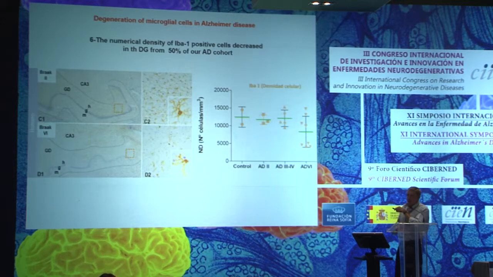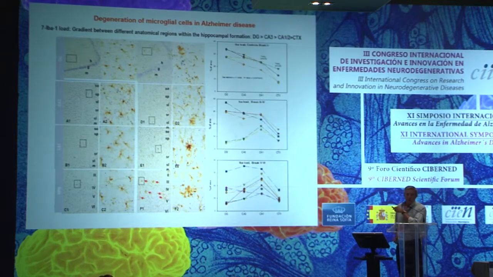To be more quantitative, we quantified the numeric density of the IBA-positive cells in the polymorphic layer of the dentate gyrus, and we did observe a clear decrease in BRAAK 5/6 samples, but just in half of the population. From 8 cases quantified, we observed a decrease in 4 cases with no changes in the other 4.